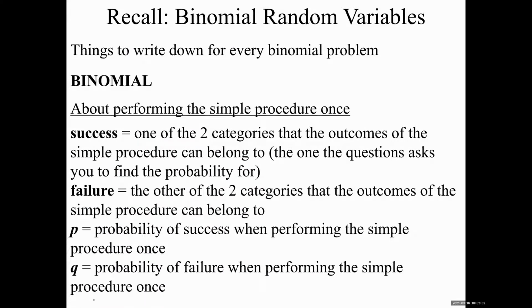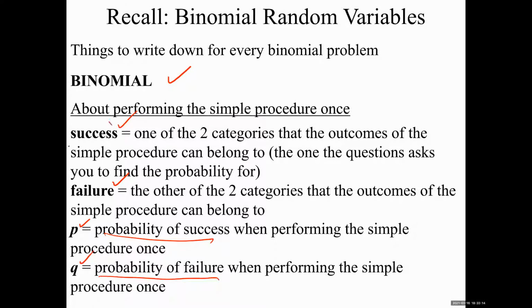Then whenever you're doing a binomial problem, so even today, because every problem is binomial, you have to write down 7 things. There's 7 things I'm looking for. First thing you're going to do is write down the word binomial. Then you're going to write down these 4 things. You're going to write what a success is in words, what a failure is in words, what little p is, and what little q is. Little p stands for the probability of success. Little q stands for the probability of failure.